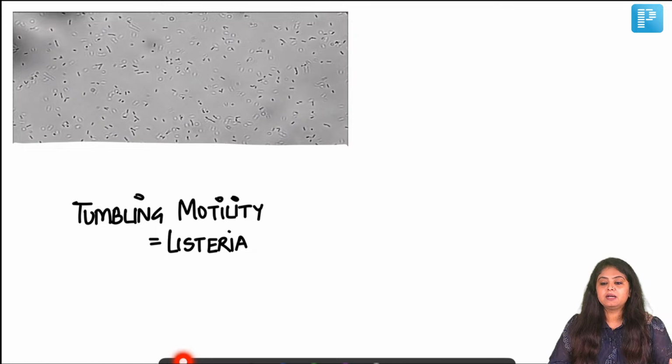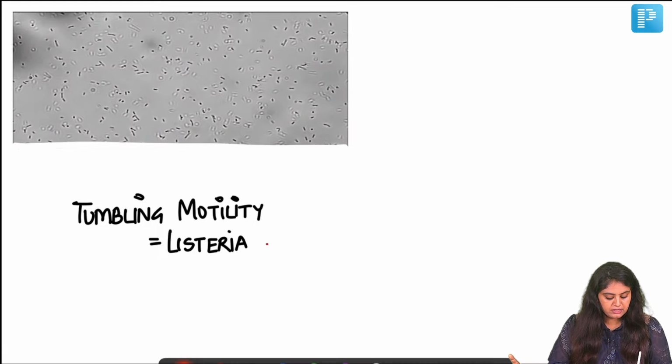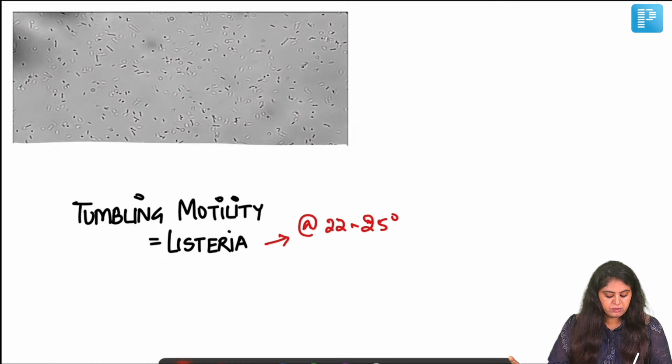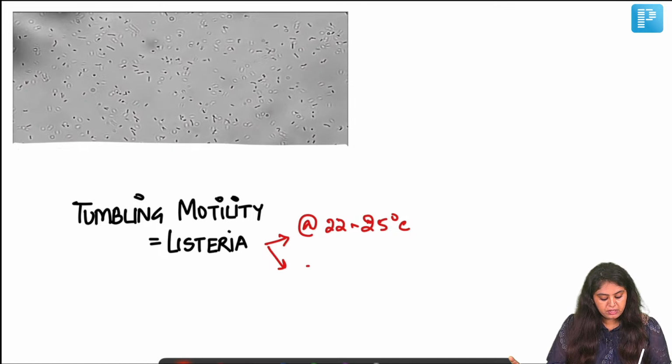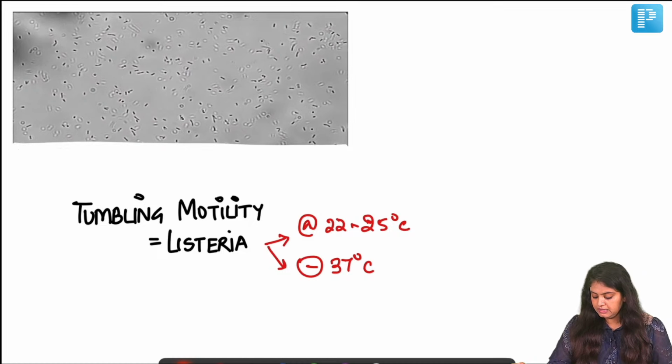So what does this become? This becomes the tumbling motility that you see of Listeria. The same question, when will this be seen? This will be seen at a temperature in the 20s, 22 to 25. This will not be seen at a temperature of 37 degrees. I think this you've done.